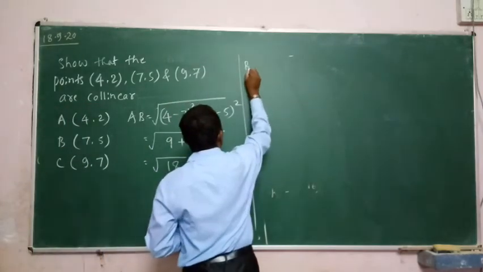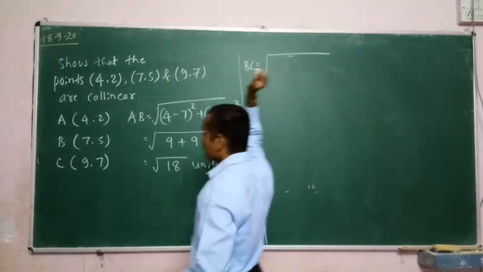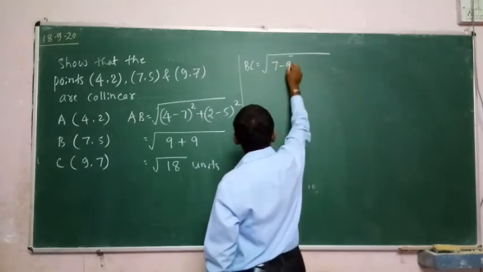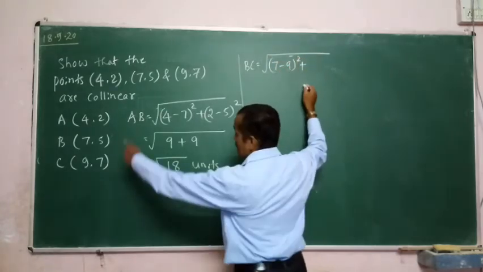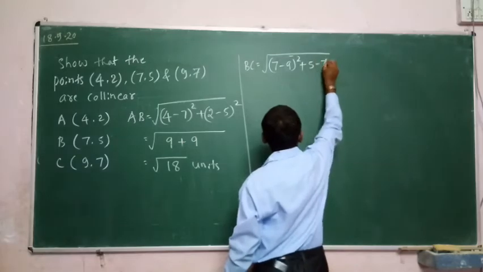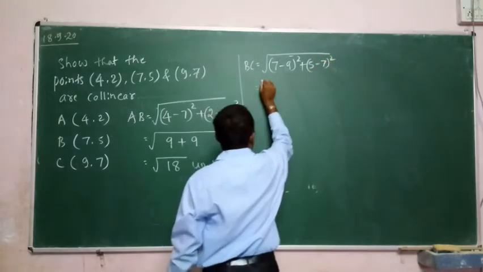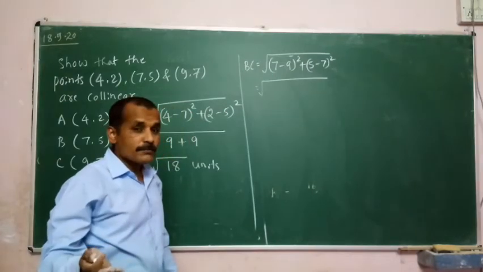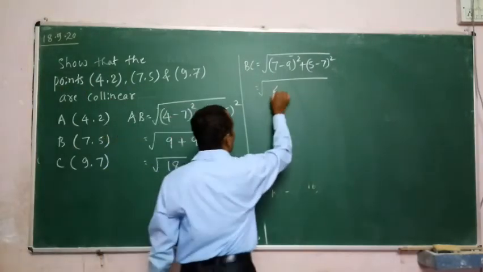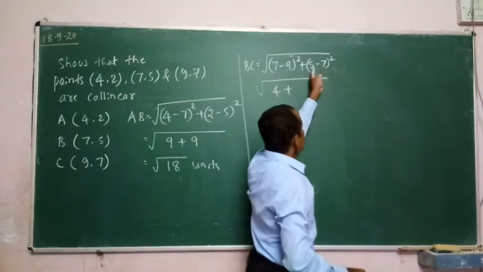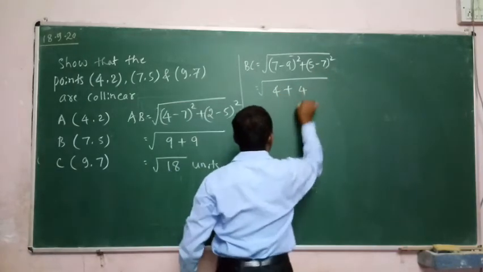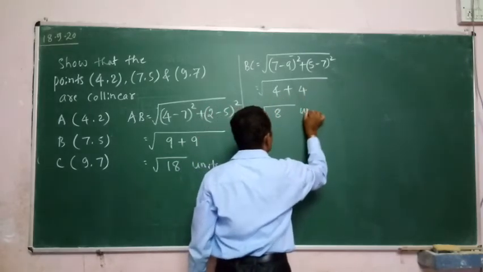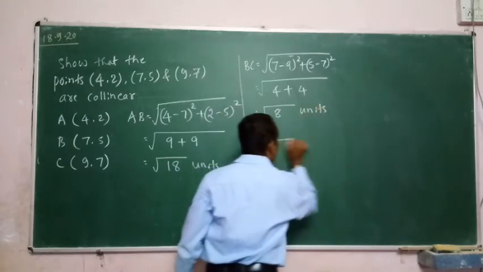We go for BC. BC is equal to under root, this minus this, (7 minus 9) the whole square plus (5 minus 7) the whole square. Come on, under root, 7 minus 9 is minus 2, minus 2 square is 4, plus 5 minus 7, how much? Minus 2, minus 2 square is 4. Root 4 plus 4, it is root 8. 4 plus 4 is 8. Root 8 units. We got the second answer.